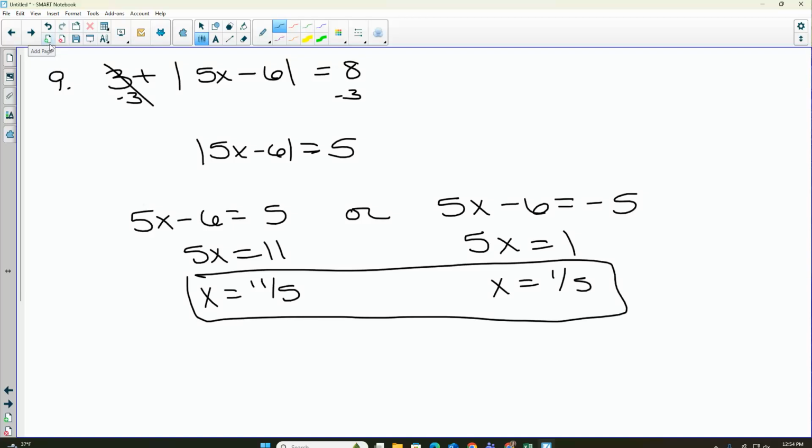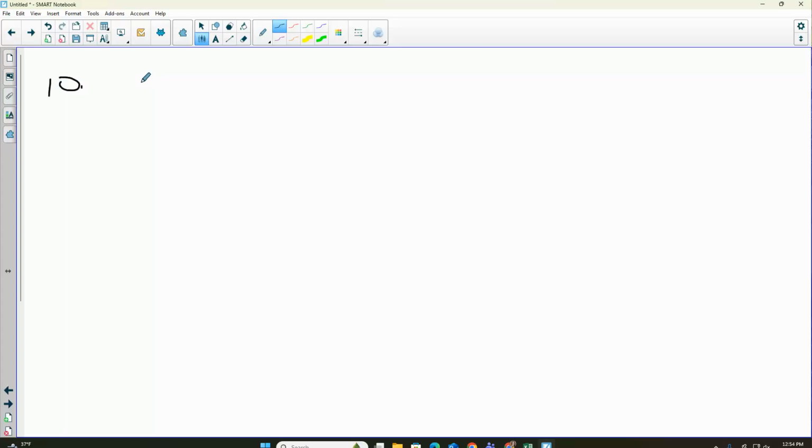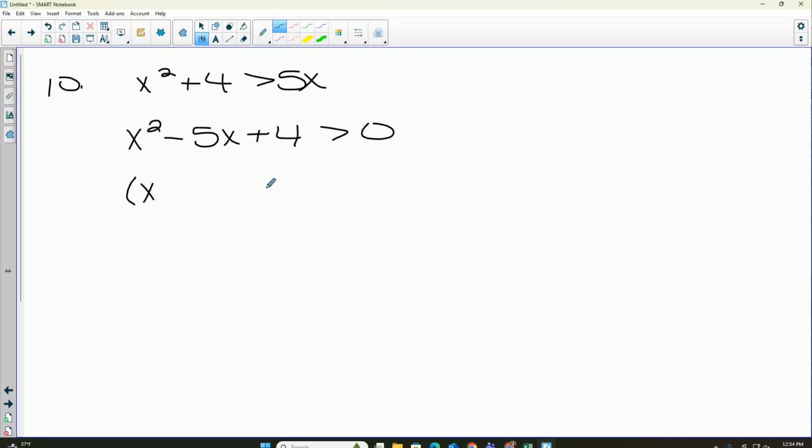Problem 10. When you have a quadratic inequality, start out treating it like a quadratic equation. So we would get 0 on one side. We would factor what multiplies to 4 and adds to negative 5. -1 and -4. Okay. If it were equal to 0, you would just tell me x is 1 and 4.